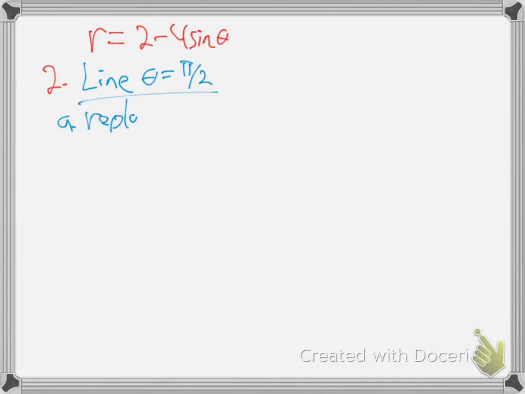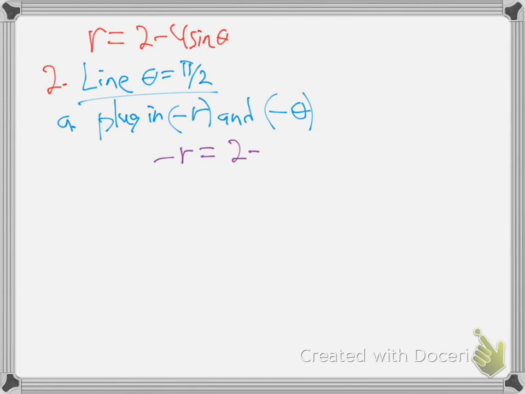So replace, or plug in, whatever you want to call it. Plug in negative r and negative theta. So take that thing and plug them both in. So I get negative r is 2 minus 4 sine negative theta. So 2 negatives plugged in. B.